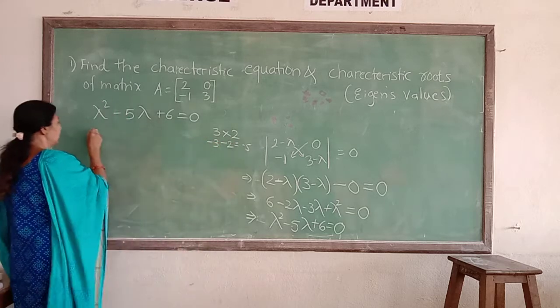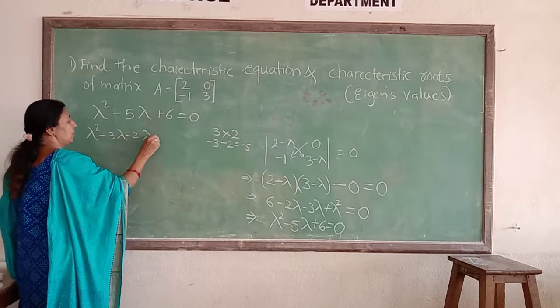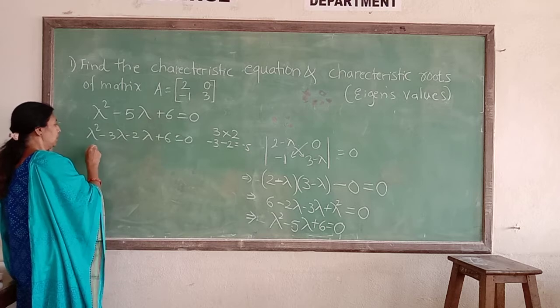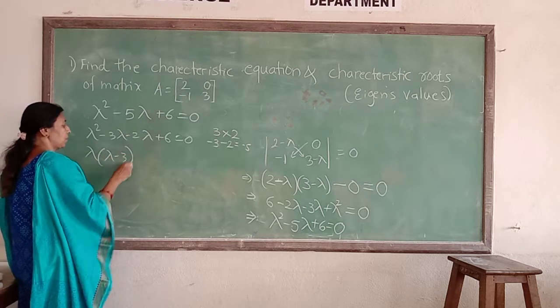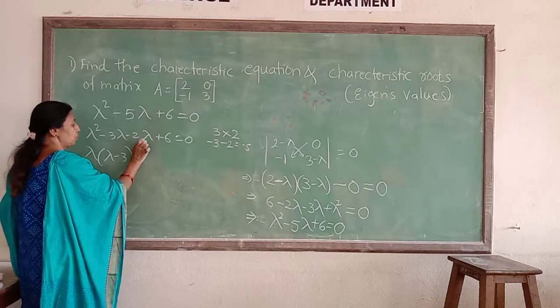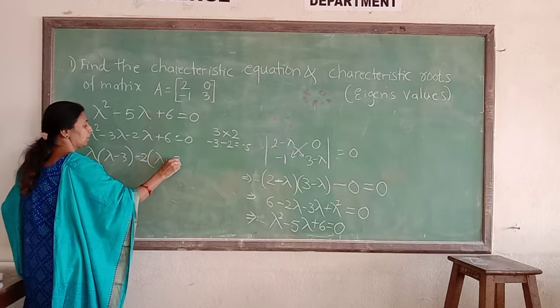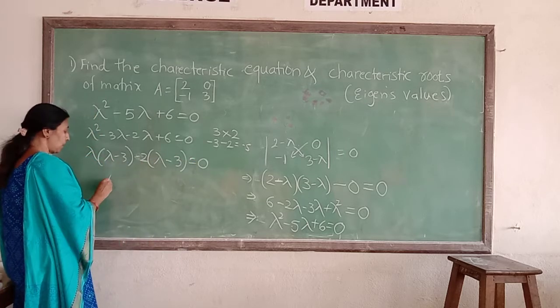So I have to write lambda square minus 3 lambda minus 2 lambda plus 6 is equal to 0. Finally, here lambda is common, so what remains is lambda minus 3. Here minus 2 is common, so lambda minus 3 remains again. So lambda minus 3 into lambda minus 2 equal to 0.